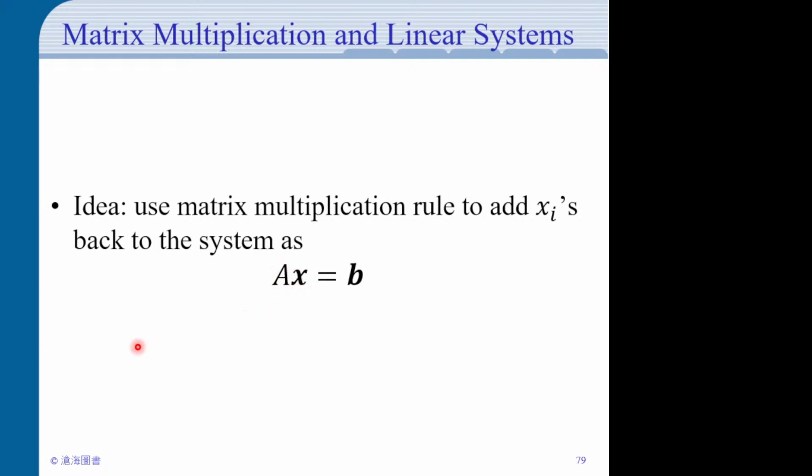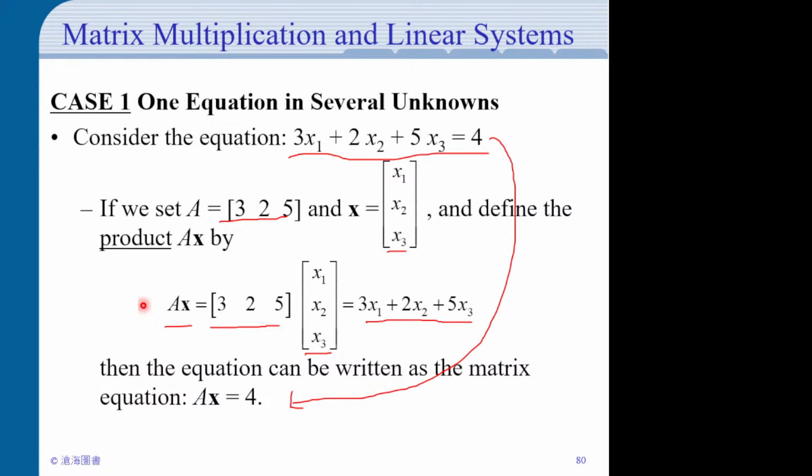Let's see how this works out with our matrix multiplication rule. Let's start with a very easy example. We have a linear system with only one equation: 3x1 + 2x2 + 5x3 = 4. Let's see how this can be written as Ax = b. Our A, as we say, is the coefficient matrix, so it's the 1 by 3 matrix (3, 2, 5), and x is the vector of your unknowns.